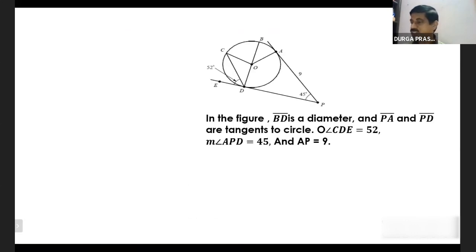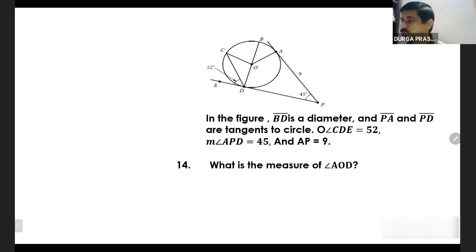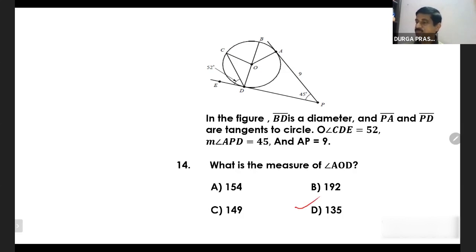So some more questions are there. PD is the diameter, yes, we know. And PA and PD are tangents to the circle, and angle ODE, sorry, ODE is 52 degrees he gave. Angle APD is 45 degrees, and AP is 9, this is fine. What is the measure of AOD? AOD we already found out, it was 135 degrees because, if these two are tangents, the sum of these two opposite angles is 180, so this should be 180 minus 45, so that should be 135. This we have already discussed.